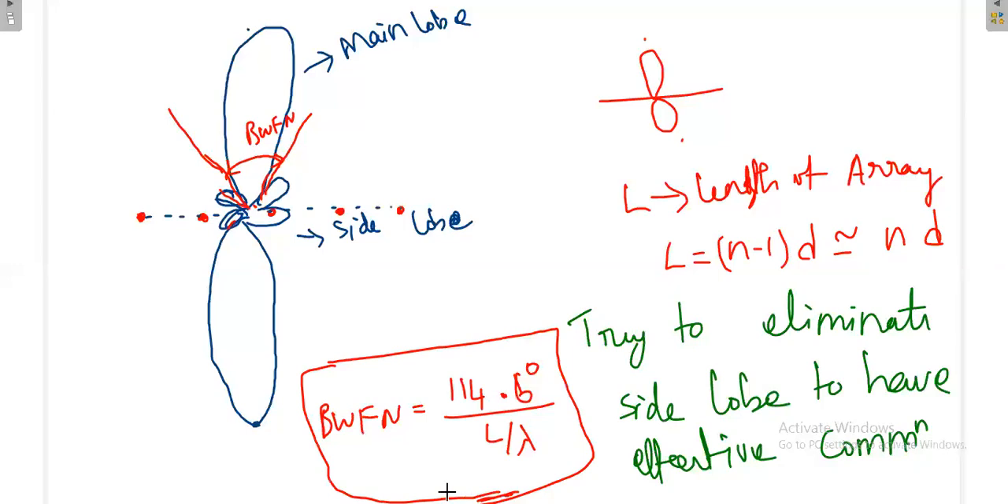So somebody tell me, is this the only direction of maximum radiation, only two directions, upward here and here, or is there any other direction?